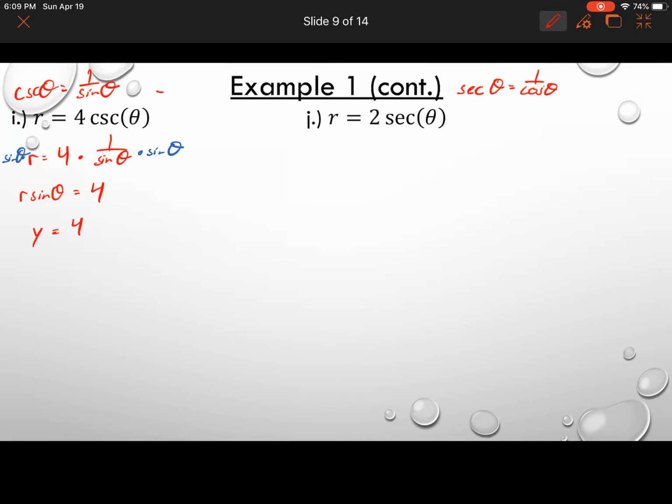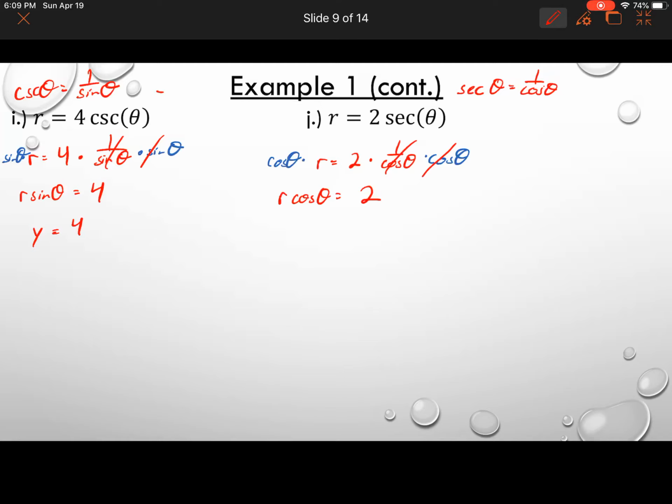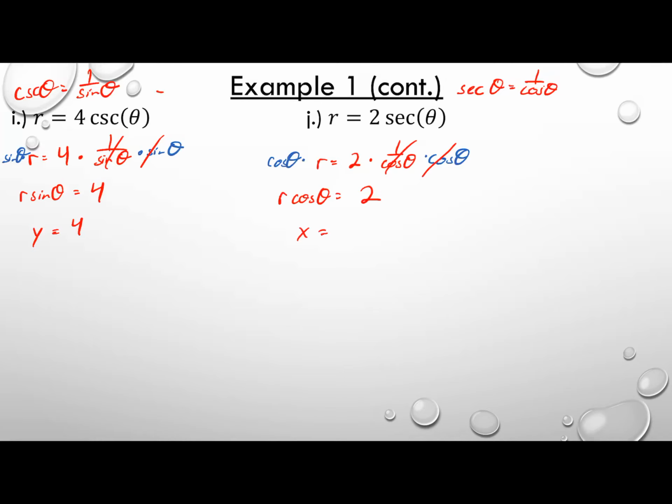And the same thing happens in J, basically. Secant is the same thing as 1 over cosine of theta. We can easily move the cosine theta to the other side by multiplying both sides by cosine theta. So we end up with r times cosine theta is equal to 2, since the 1 over cosine theta and the cosine theta cancel out. And now we just substitute: r cosine theta is the same thing as x, so we just end up with x is equal to 2.